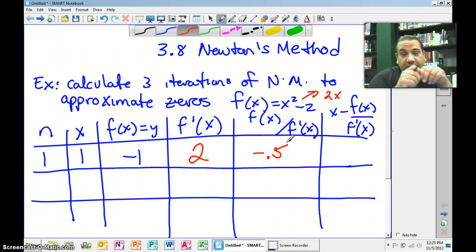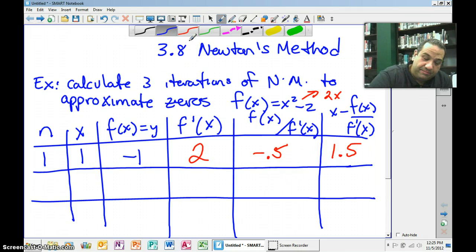Most of the time with Newton's method, we use a calculator. But back then, he used an abacus, which he didn't bring along with him today. So when we take this and subtract it from x, we get 1.5. You might say, why 1.5? Well, because remember, we're subtracting a negative.